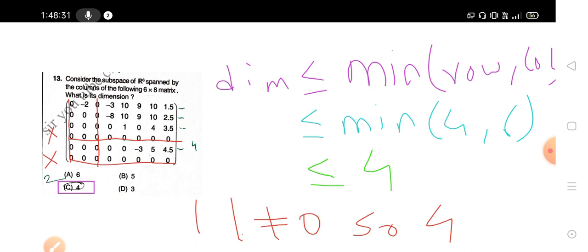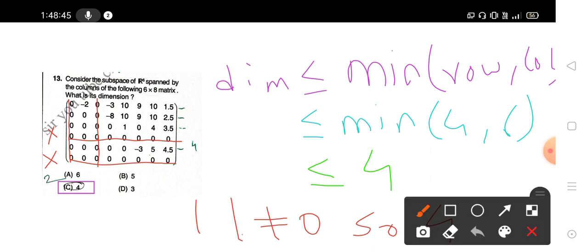Consider the subspace of R^6 spanned by the columns of the following 6 cross 8 matrix. What is its dimension? First of all, check which to delete. The first column is deleted because all entries are 0, and the third also because all are 0, and the last column is also 0. The last row is also 0, so that is deleted, and this is also deleted.